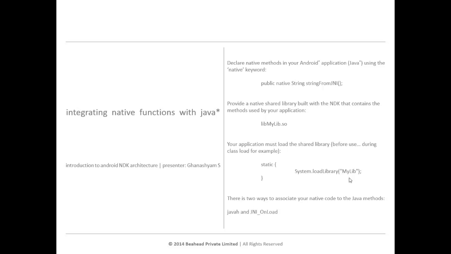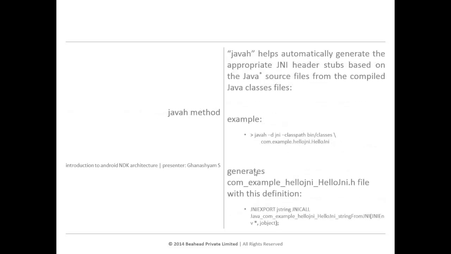As I was saying, there are two ways to associate the native code with a Java method. One is javah and the other is JNI OnLoad. Now let us look at the javah method. The javah tool automatically generates an appropriate JNI header stub based on the Java source file. That is, it takes the Java class as the input and creates the header file which can be used by the C or C++ file.